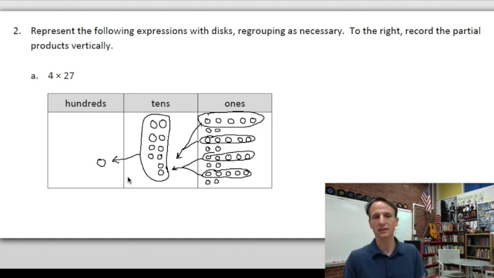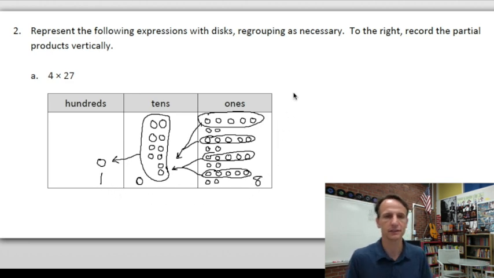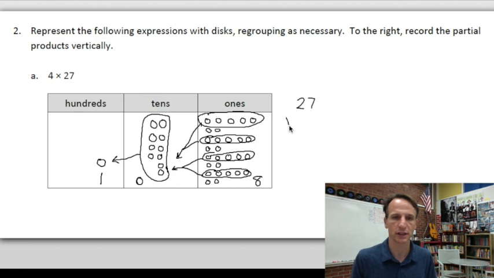So we look at what is left in each place. We now have 100, 0 tens, and 2, 4, 6, 8 ones. So we get the number 108. Let's see if we get the same thing doing it vertically with partial products.